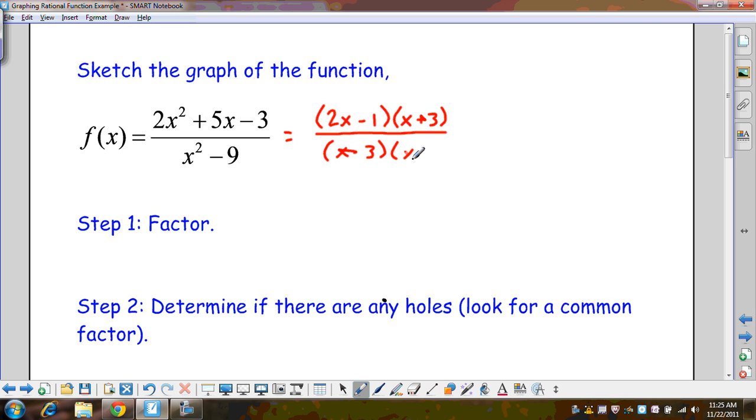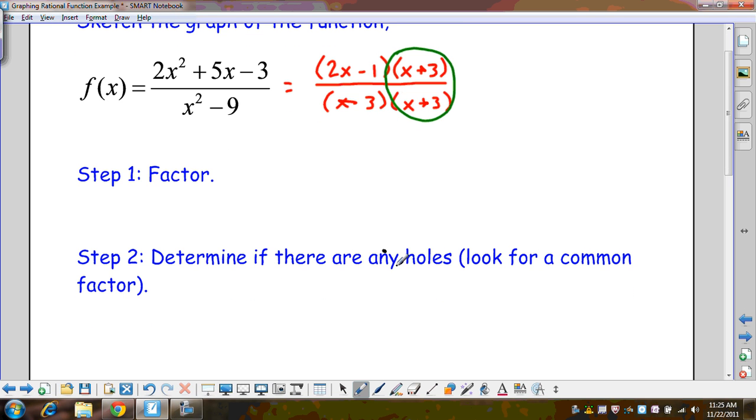Now let's go into another example, which is this one: 2x squared plus 5x minus 3 over x squared minus 9. Now I'm going to start the same way I did the other one, which is to factor it first. So the top is going to factor into 2x minus 1 and x plus 3. And if you need to revisit factoring, by all means do that. You have to be able to factor to do these rational functions.